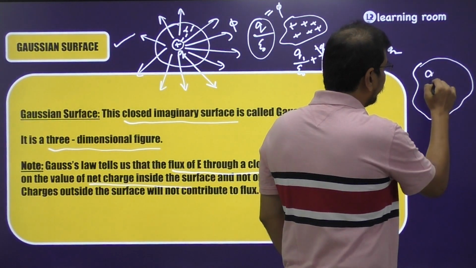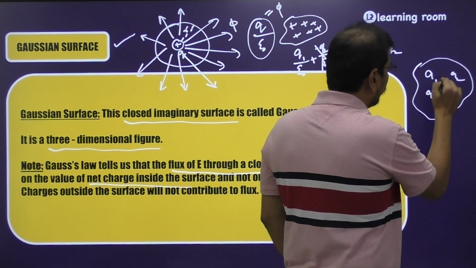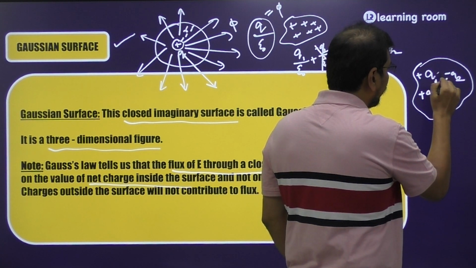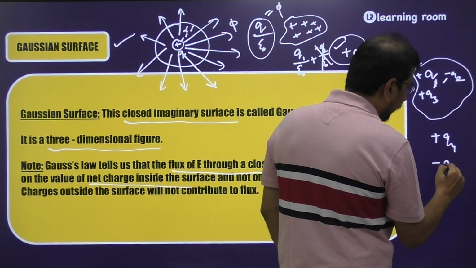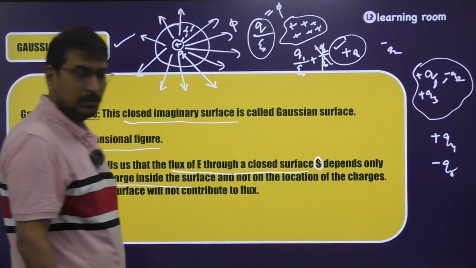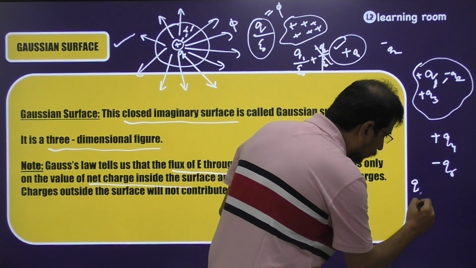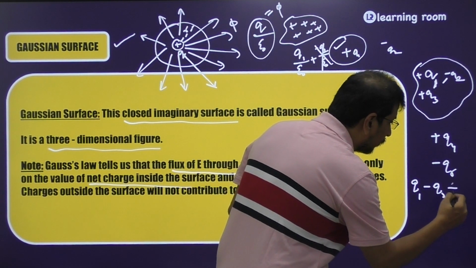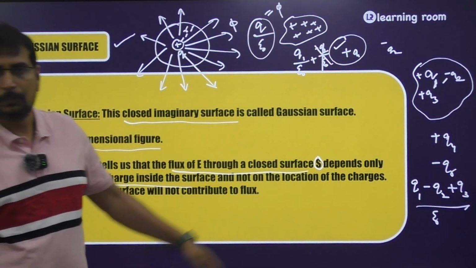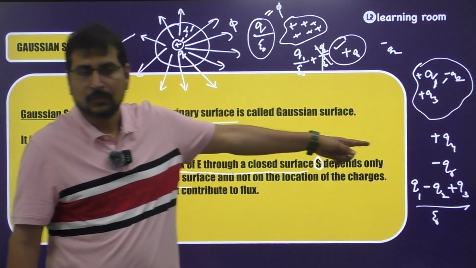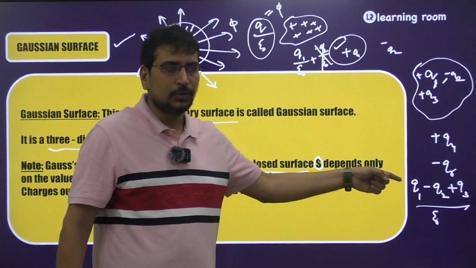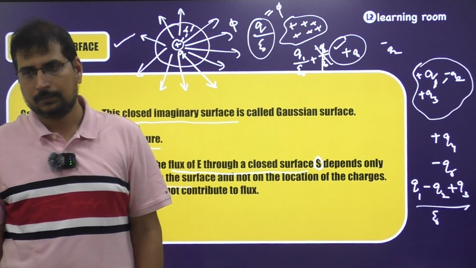So if I take this kind of a system, Q1 positive, negative Q2, positive Q3, and outside you have Q4 and minus Q5, what is going to be the total flux through this kind of a surface? Q1 minus Q2 plus Q3. That's it. So what did you apply here? You applied some property. What is the name of this property? It's the additive nature of charge. I told you, you will apply it in the later part of the chapter. So additive nature of charge, divided by epsilon naught.